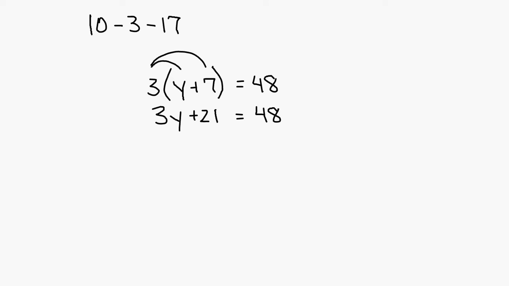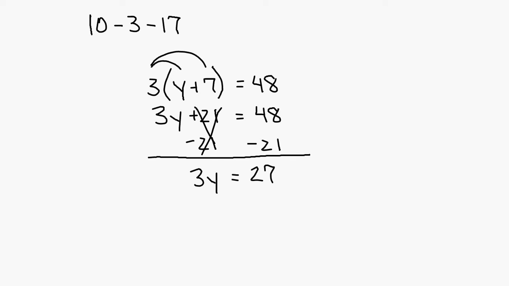Your next step is to subtract 21 from each side. These 21s cancel, and 3y is equal to 27. So then you're going to divide both sides by 3. Y is equal to 9.